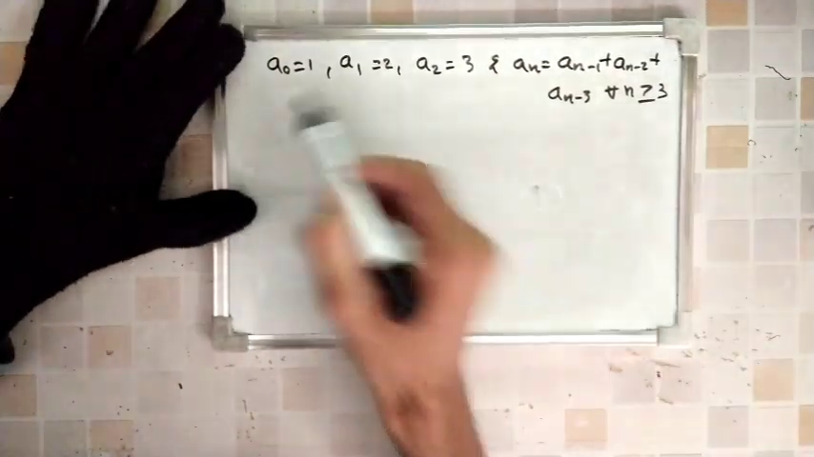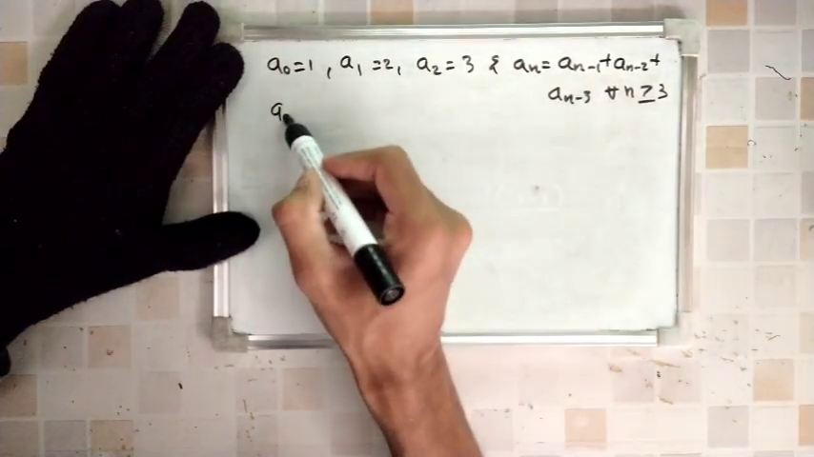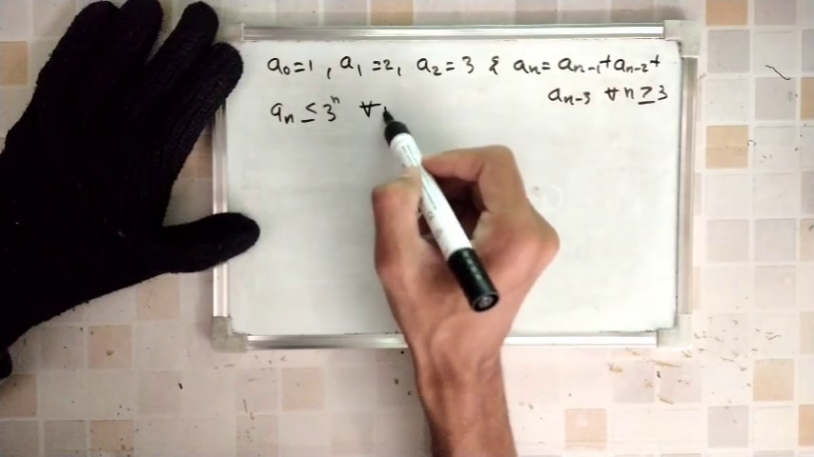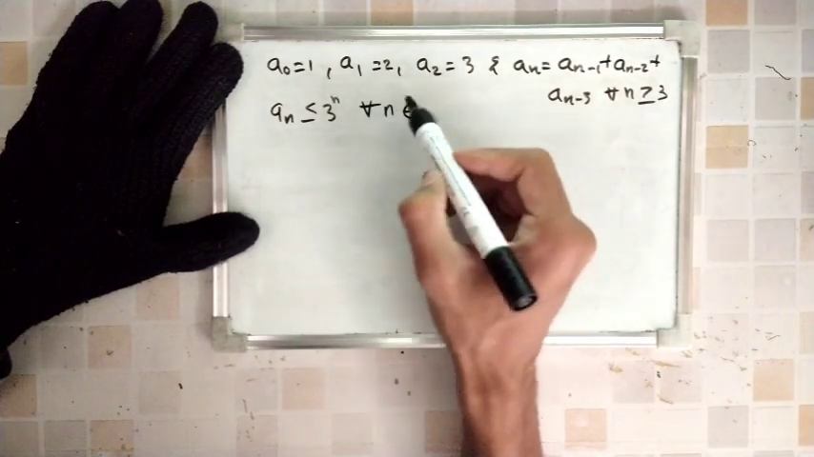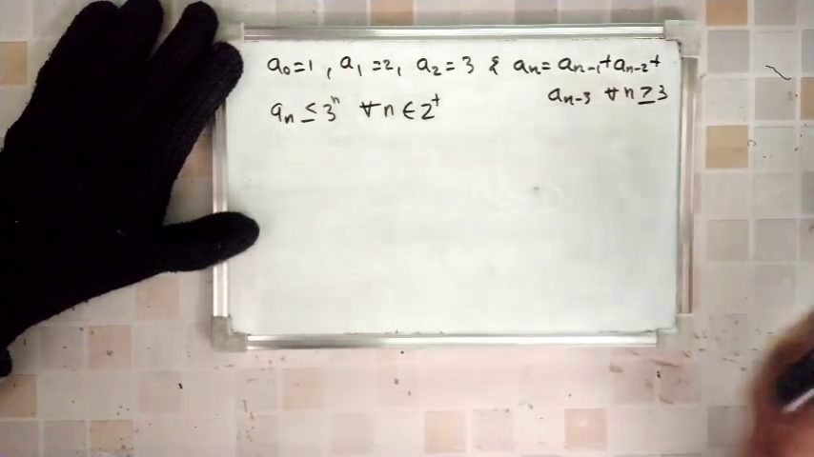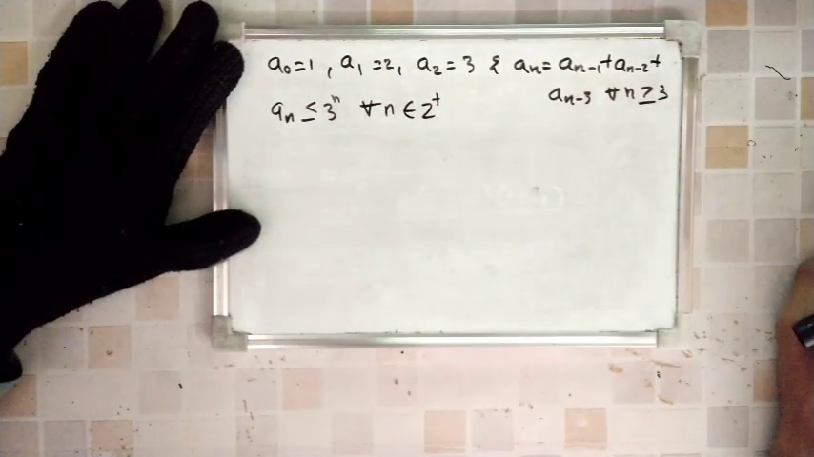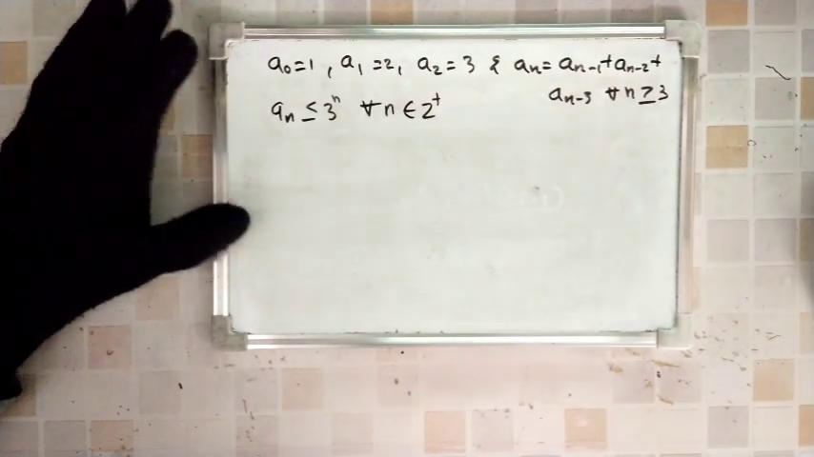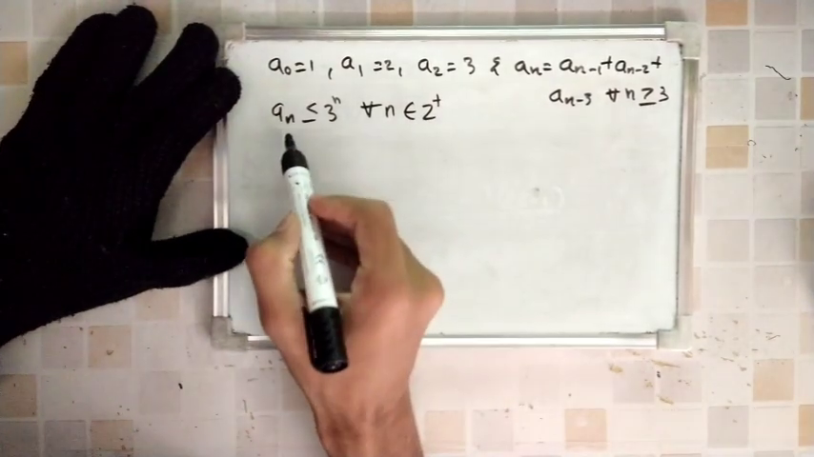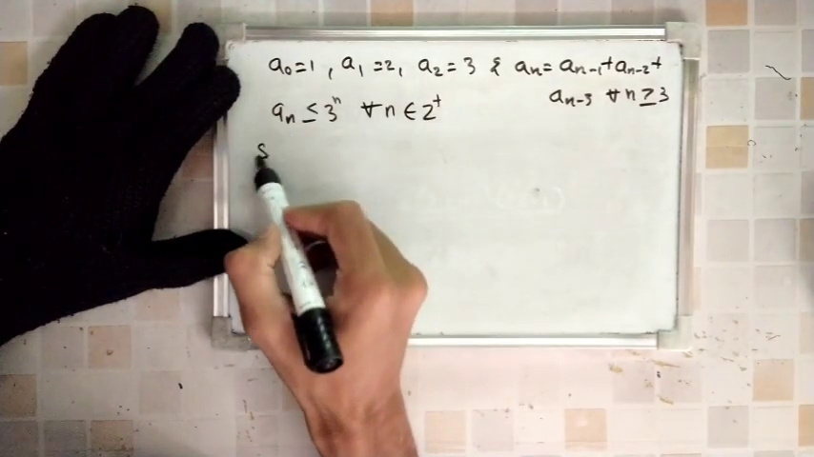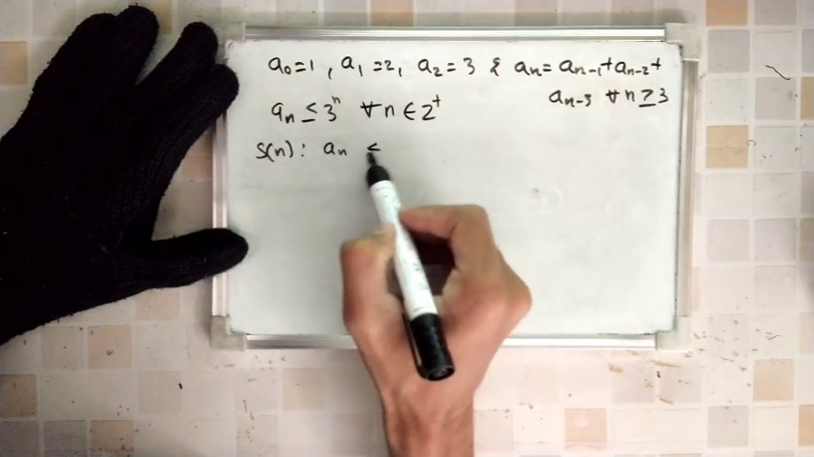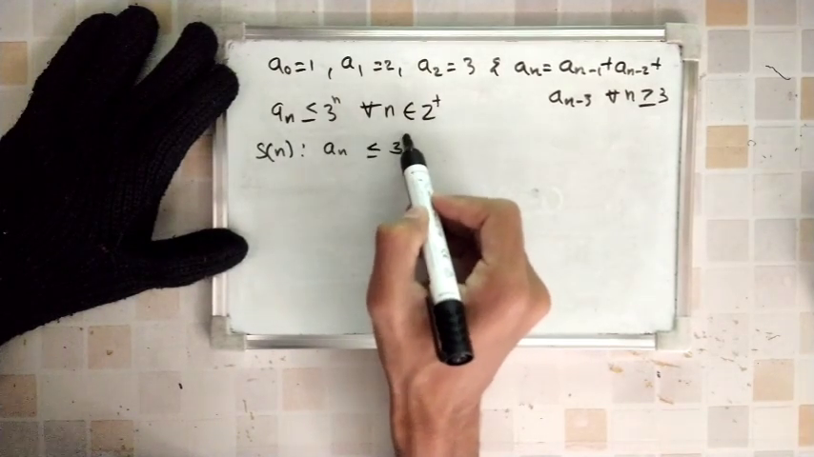Prove that a_n is less than 3 to the power n for all n belonging to the positive integers. So this is the given question, they are asking us to prove that. I can take it that they have asked me to prove this, so I will take S(n) as a_n is less than or equal to 3 to the power of n.